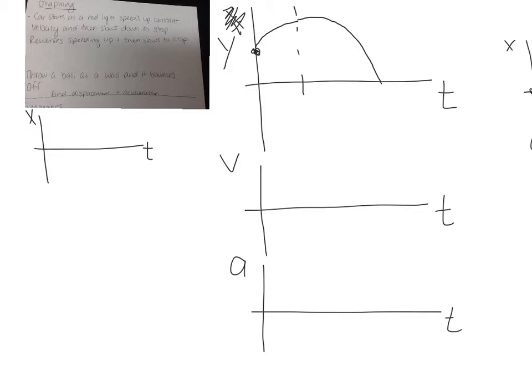Position versus time. So if the ball is moving at a constant velocity in the X direction, right? And then it hits a wall. Oops, sorry, that should not be there. Let me undo that.